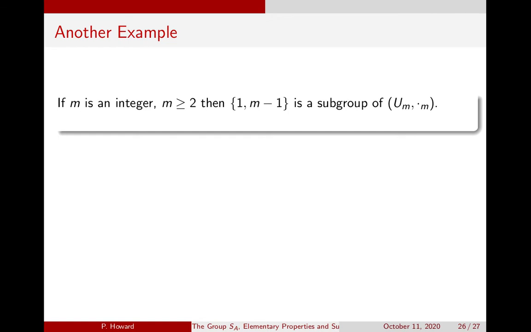Okay, one final example. If m is an integer greater than or equal to 2, then what we are going to prove is that the two-element set consisting of 1 and m minus 1 is a subgroup of U sub m times sub m. So, for example, the set consisting of 1 and 7 is a subgroup of the group U sub 8 times sub 8.